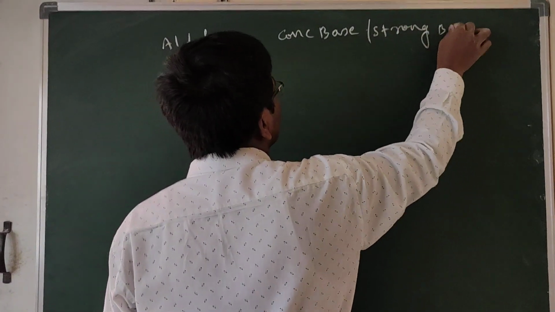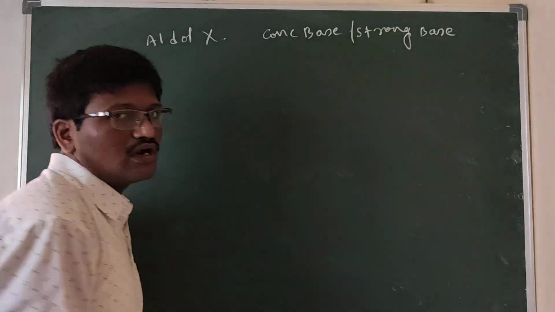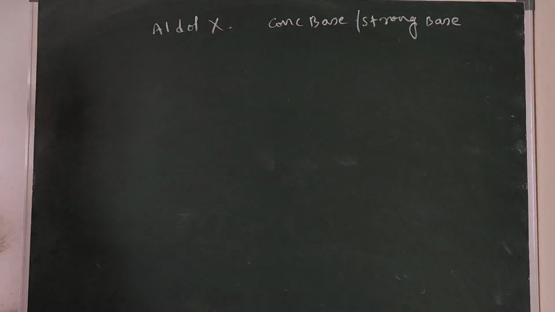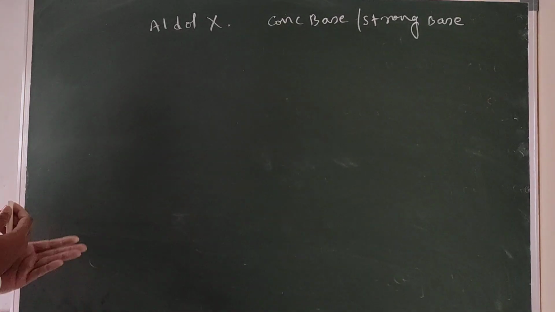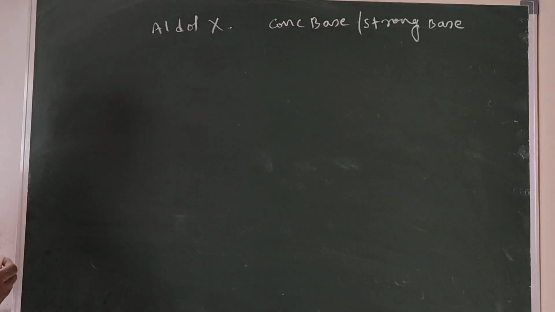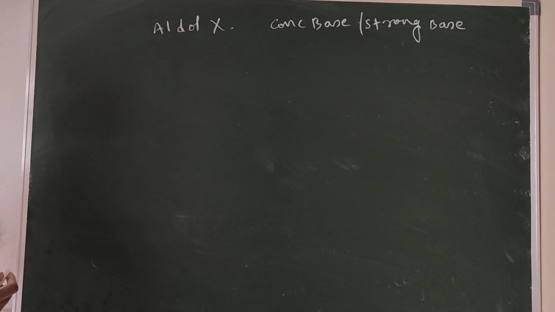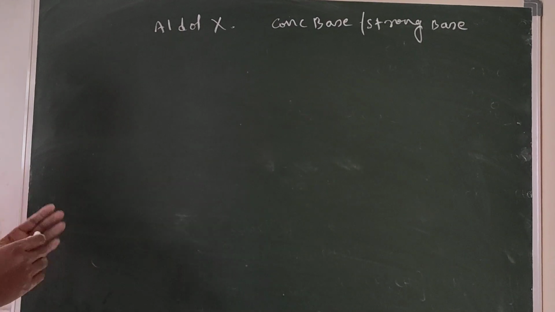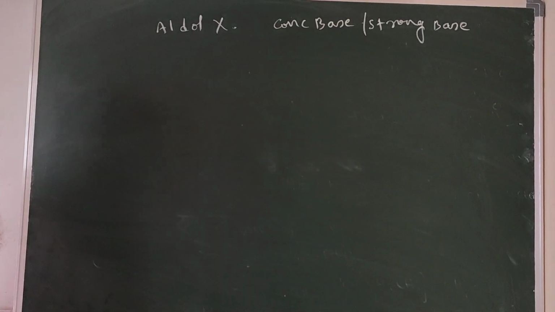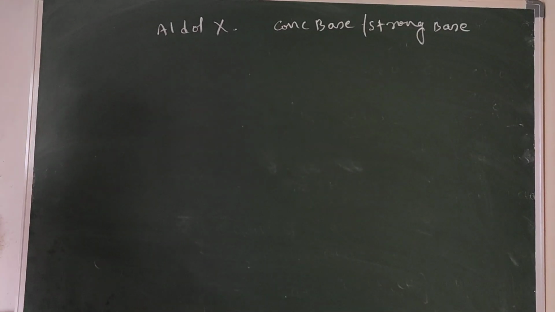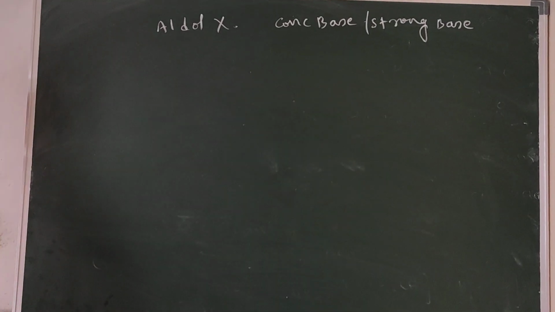So why is aldol not formed and aldol condensation does not take place in the presence of concentrated base or strong base? Because in the presence of concentrated base or strong base, retro-aldol condensation takes place. That is the reverse of aldol condensation takes place.